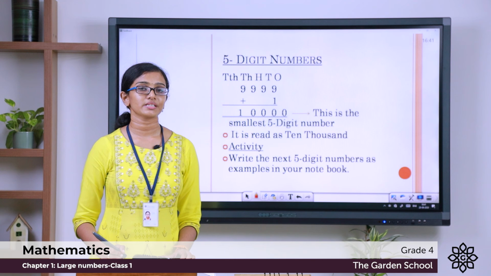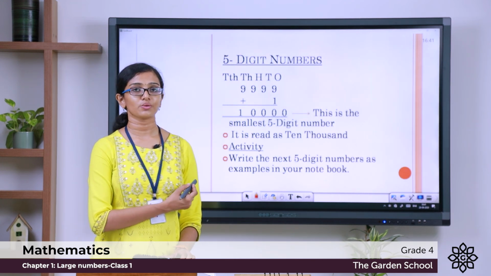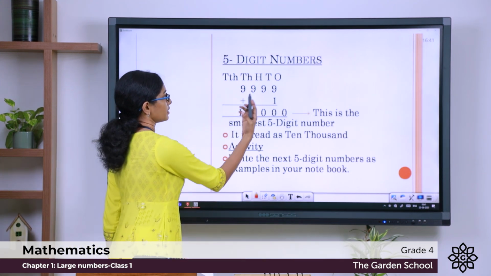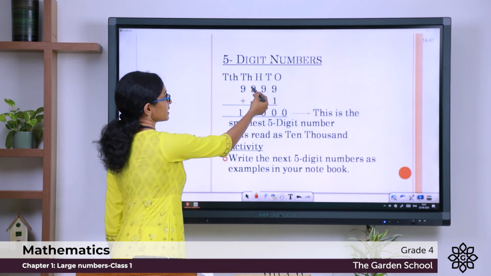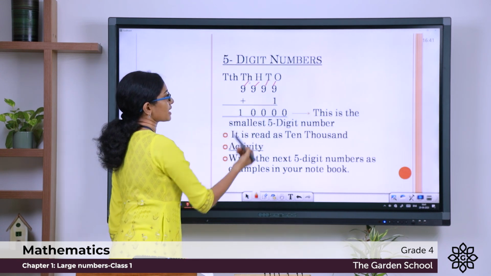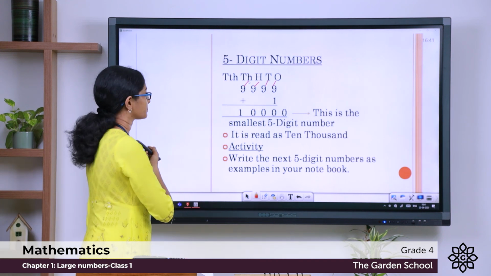How do we find the next number? Just adding 1 to it will give you the next number, right? So, let us see what happens when we add 1 to 9999. See, in this number, you have 9 in 1's place, 10's place, 100's place and 1000's place. When you are adding 1 to it, you get a number with 5 digits.